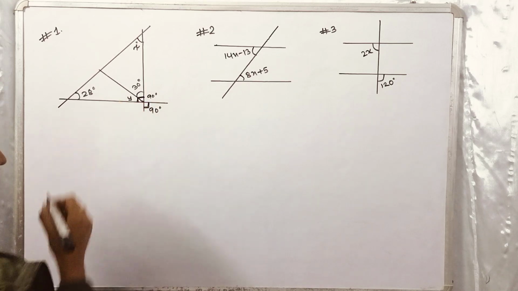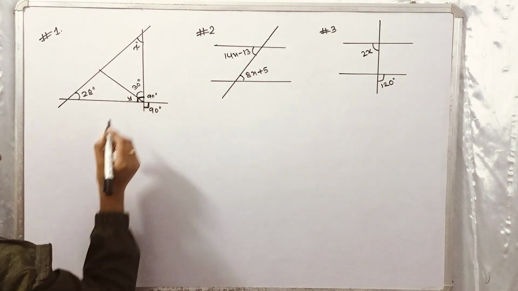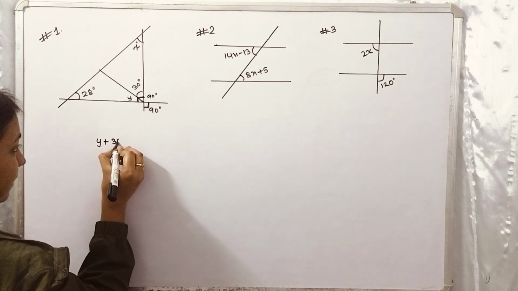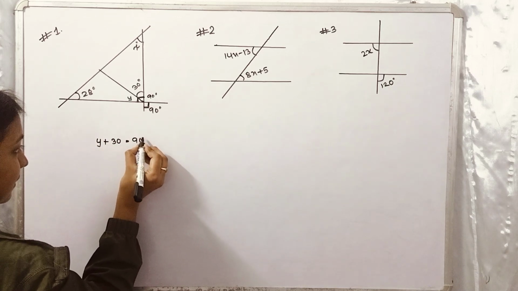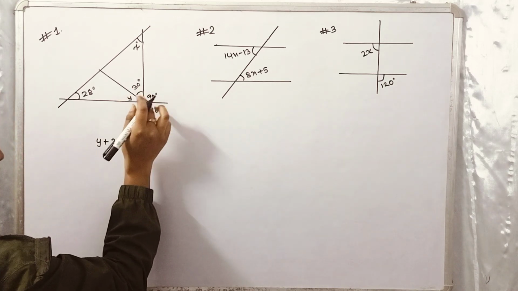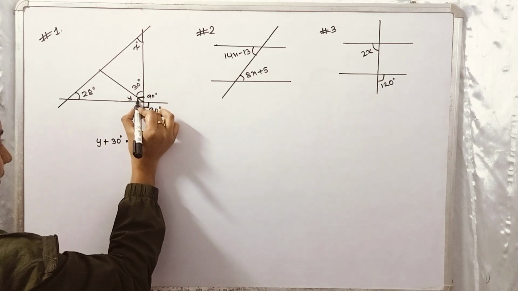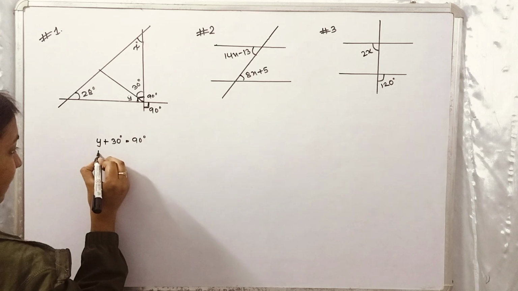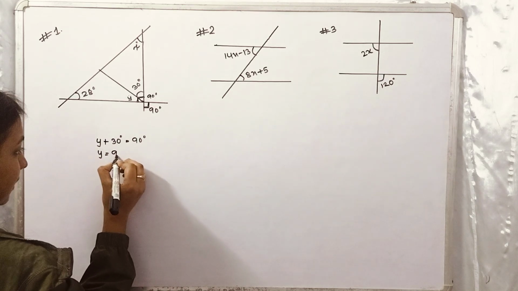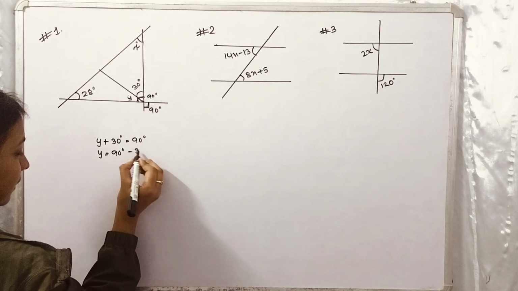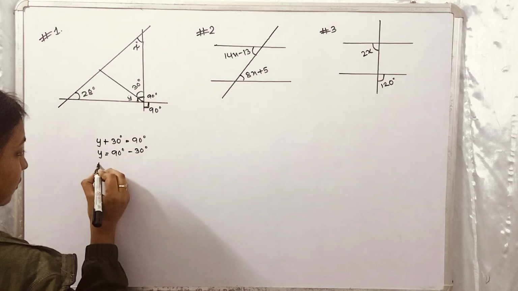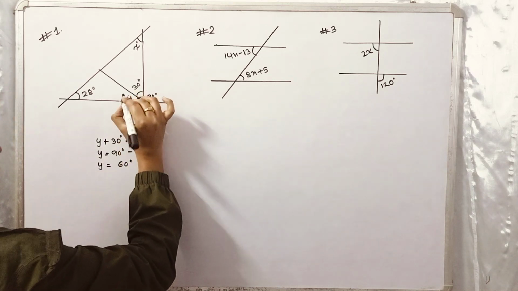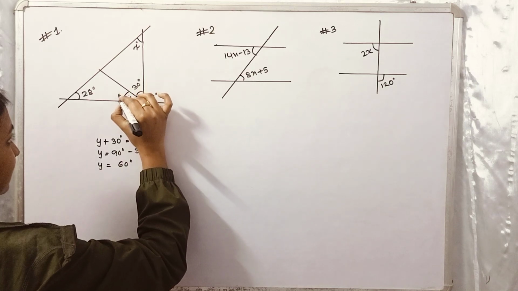Now let this angle be y. Fine. Let us assume that this angle is y. So we can clearly state that y plus 30 is equal to 90 degree. How? Because we have seen that this whole is 90 degree. So this plus this will give us 90 degree. So y is equal to 90 degree minus 30 degree. Fine. So y is equal to 60 degree. So now we got to know that this is 60 degree.